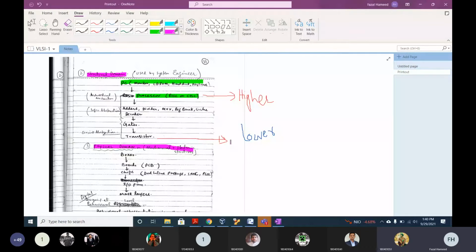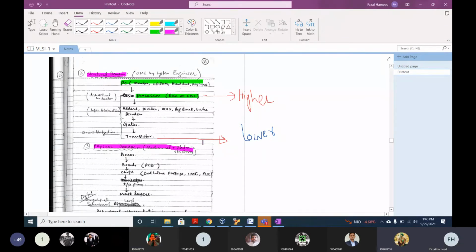Maybe each component is designed by a separate design engineer. Maybe the processor is designed by one company, the memory by another company, and the hard disk by another company. What the system engineer does is integrate all of these components and interconnect them together, and then he tests whether the system is working correctly or not. Okay, Beta?